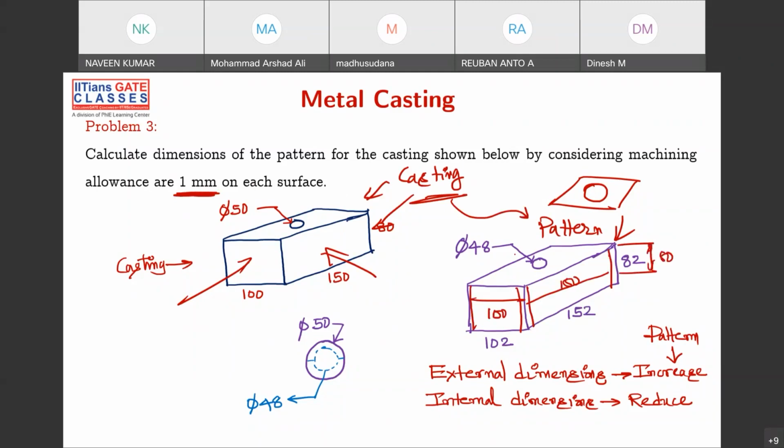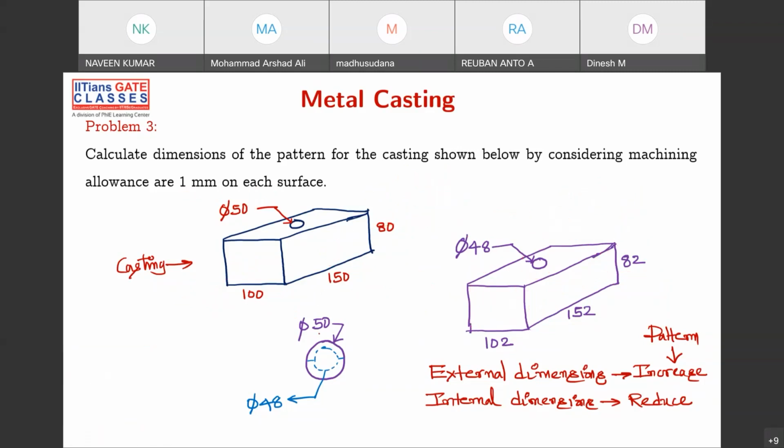That's okay. But the internal dimension of the hole, you have to give 48. Here you did an increase of +2, then you came here, +2, then you came here, +2. But you can't do +2 here. Why? Anyone? Why is it 48 instead of 52? Anyone who can answer this?